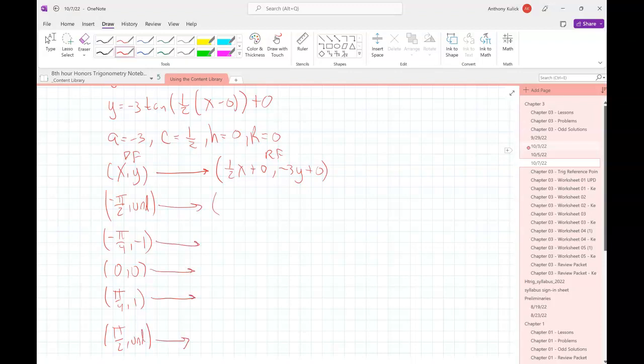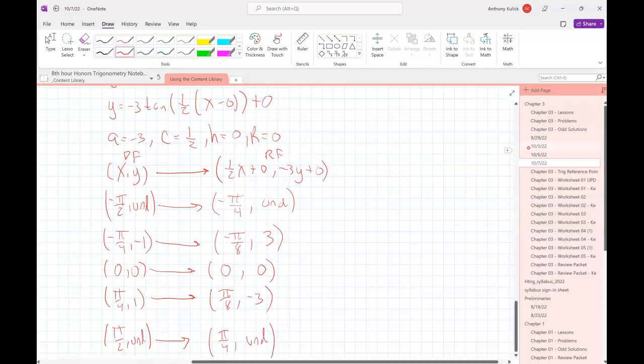So -pi/2 times 1/2 is -pi over 4. Undefined times negative 3 is just undefined still. Negative pi over 4 times 1/2 is negative pi over 8. Negative 1 times negative 3 is 3. 1/2 times 0 is 0. Negative 3 times 0 is 0. Pi over 4 times 1/2 is pi over 8. And negative 3 times 1 is negative 3. And then 1/2 times pi over 2 is pi over 4. Anything times undefined is still undefined.